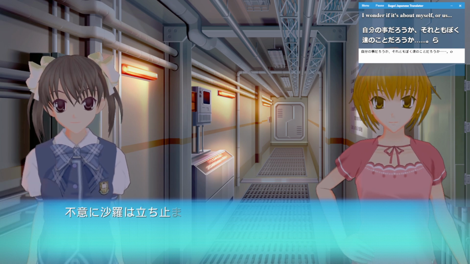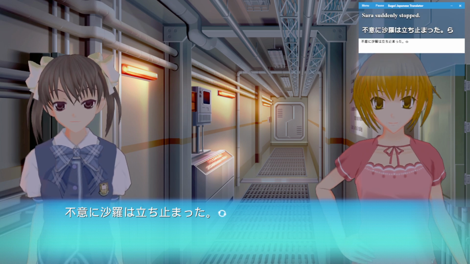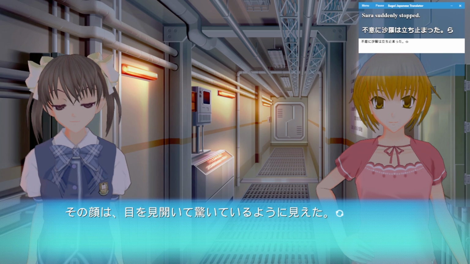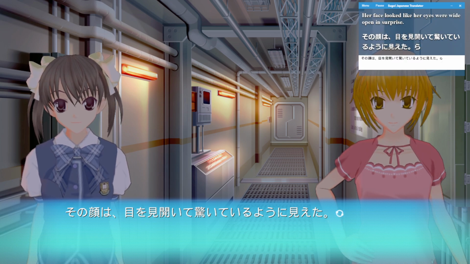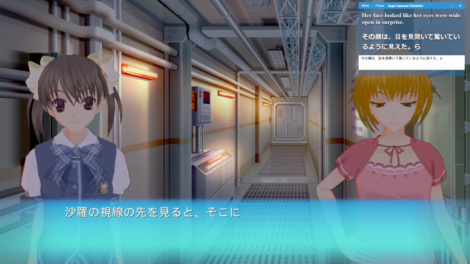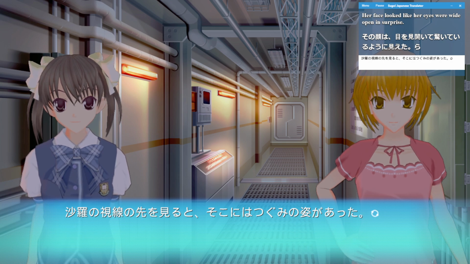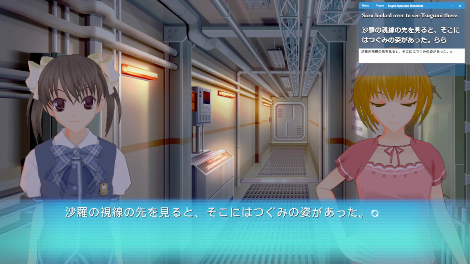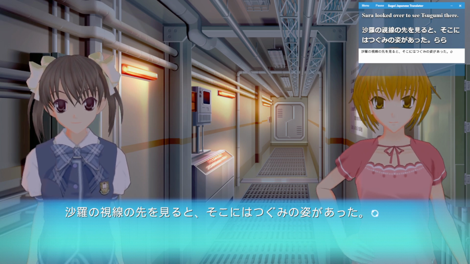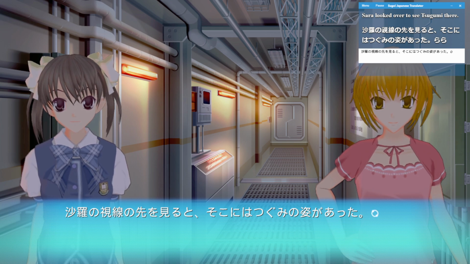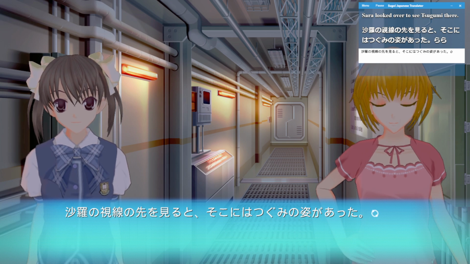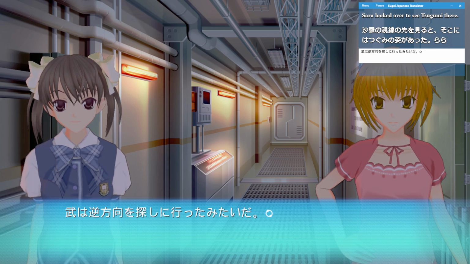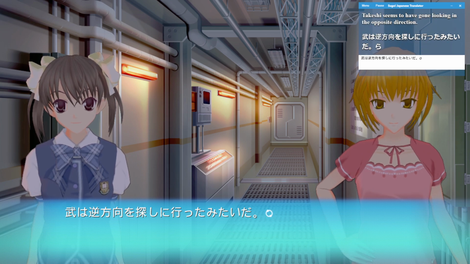Huh? Sara suddenly stopped, and she did not complain this time. Her eyes were wide open in surprise. Sara looked in a certain direction. When I looked in the direction of Sara's gaze, I saw Tsugumi. Takeshi seems to have gone looking in the opposite direction.